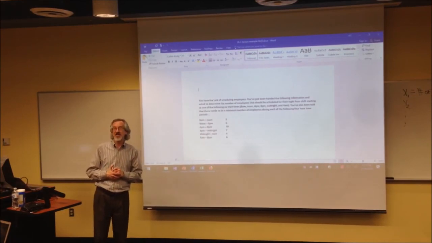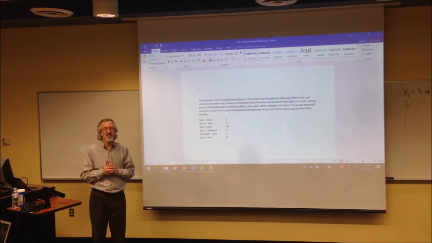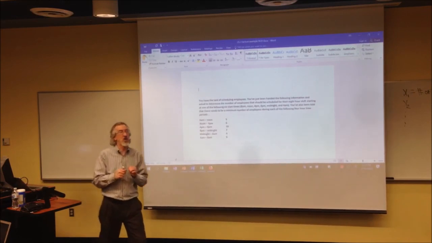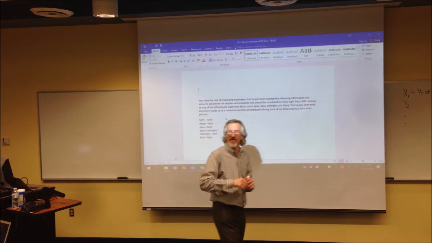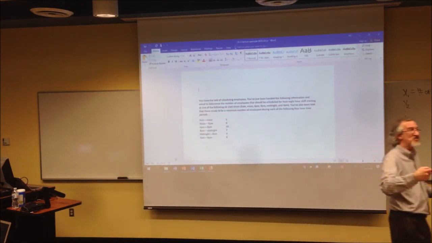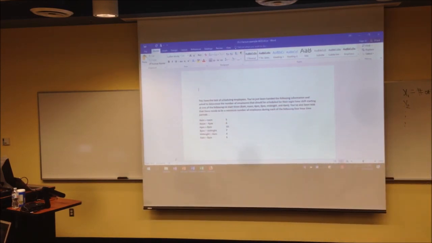Minimize. But what is it we're trying to minimize, do you think? To keep costs as low as possible, we are not even given costs. The number of employees working is what you want to minimize, because they're all making the same amount. So the least amount you have to schedule is the lowest you can get the cost.